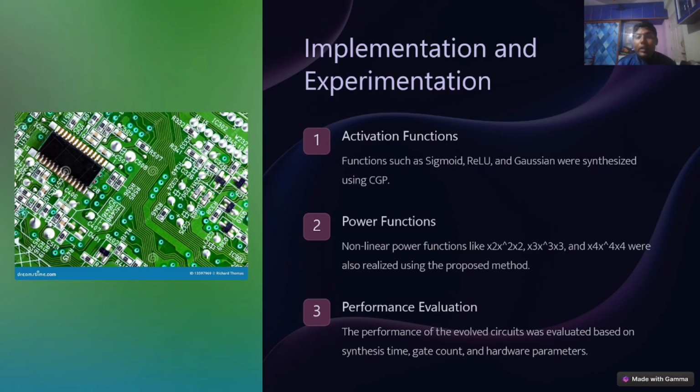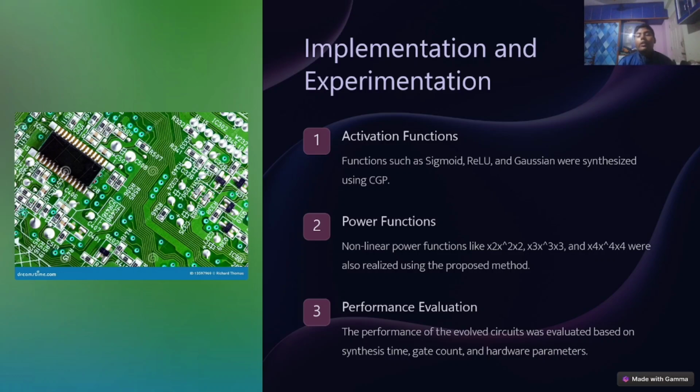Implementation and experimentation. The research paper said that activation functions such as sigmoid, Gaussian are synthesized using CGP. Nonlinear power functions like x^2, x^3, and x^4 were also realized using the proposed method.